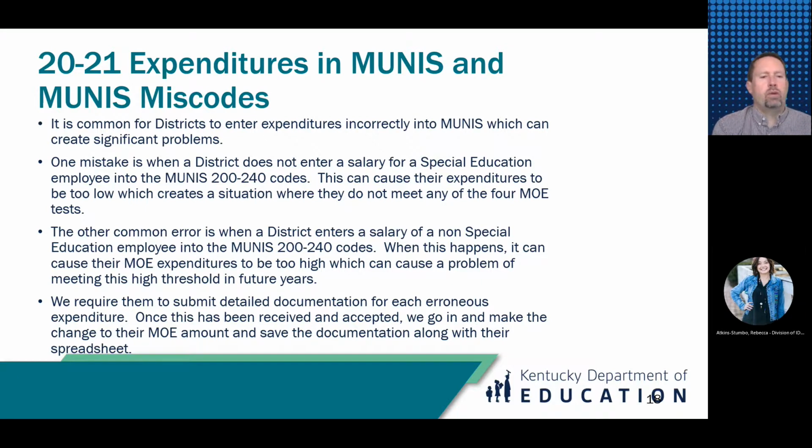So you would look for both of these scenarios, and if you have either, then you would submit detailed documentation for whatever the erroneous expenditure is to us, and you would email that. Once that has been received and accepted, we would go in and change your MOE amount to either raise or lower your MOE totals based on those Munis miscodes.